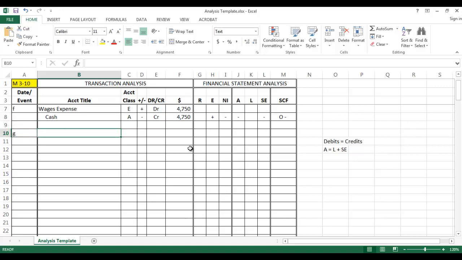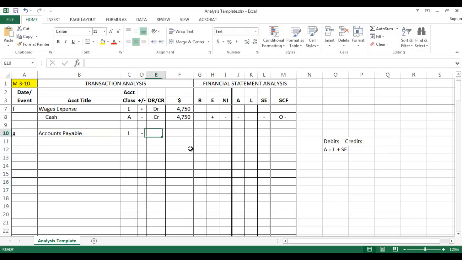Letter G states Swinghard paid $1,750 for electricity used in the month of January. So presumably we already received a bill in January, we just hadn't paid it yet. So we would have recorded the expense in January, not here in February. So what would happen is we would have booked accounts payable or utilities payable in January when we received that bill. Now we are eliminating that liability.